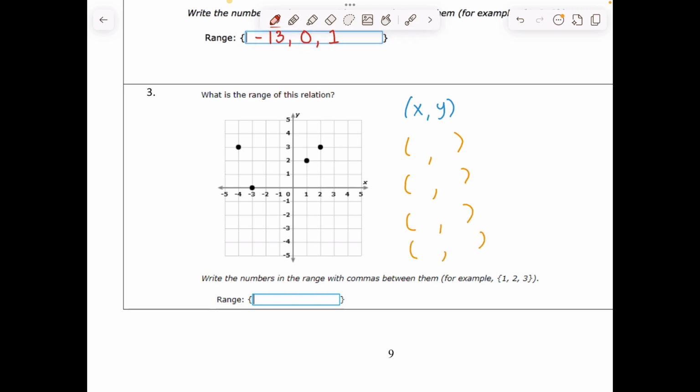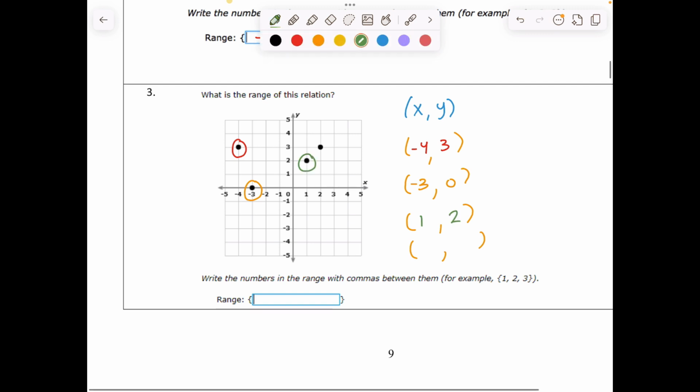So what are my points? I see -4, 3. That's this one in the red. I see -3, 0, which is the orange. I see 1, 2 in the green. And then the blue, I see 2, 3. Okay, so you have all your points down. And now the last thing is, can you decide which ones we are looking at?